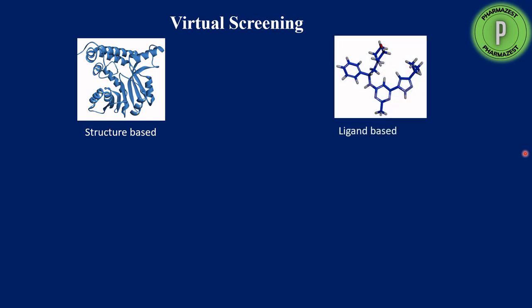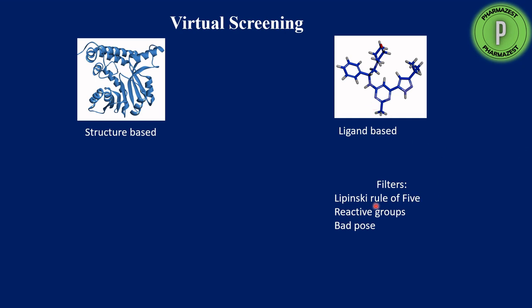And now virtual screening. So how many types of virtual screening are there? The first one is structure based virtual screening. If the protein structure is available, we take the protein, identify the active site and do the virtual screening. Suppose the protein structure is not available, then we do the screening based on the ligand. This is also called pharmacophore modeling.